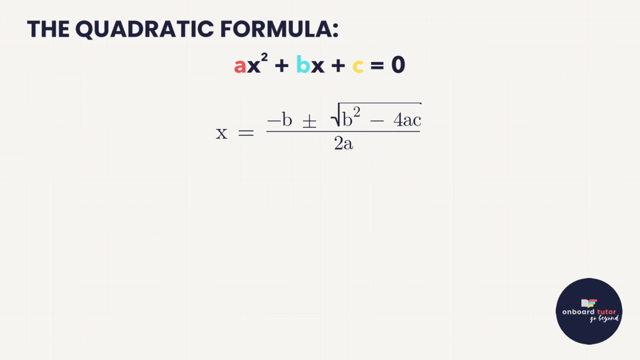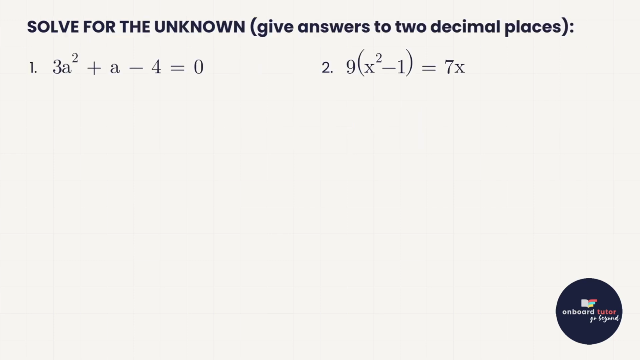Let's have a look at this formula in practice. So here we've got 2 questions, and this one specifically says give answers to 2 decimal places. So that's a big clue for us that we are going to use the quadratic formula. They haven't specified that we need to complete the square, so we would be allowed to if that's our choice. But in this case, we are going to use that quadratic formula and put it to the test.